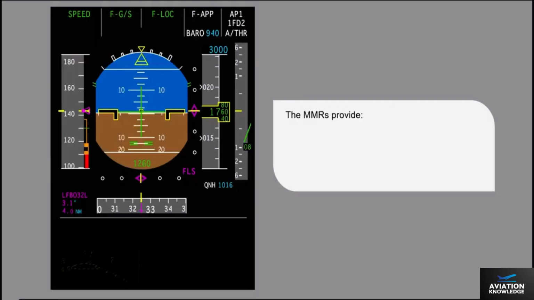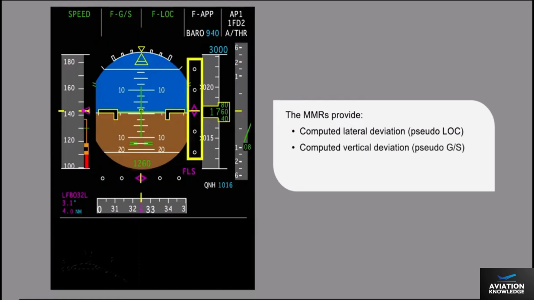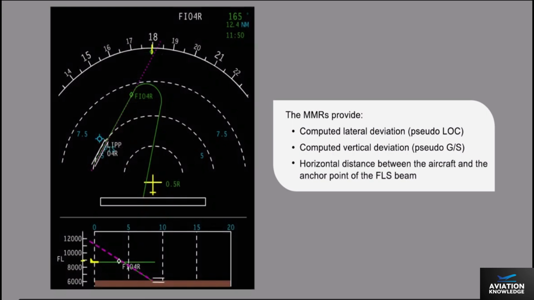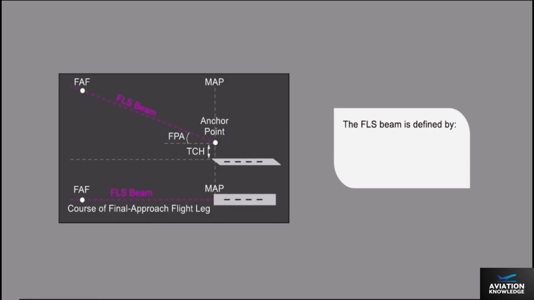The multi-mode receivers provide computed lateral deviation pseudo-localizer, computed vertical deviation pseudo-glide slope, and the horizontal distance between the aircraft and the anchor point of the FLS beam. The FLS beam appears as a magenta dashed line with a length of 80 nautical miles on the upper part of the ND and the vertical display. The FLS beam is defined by an anchor point, a course, and a slope.